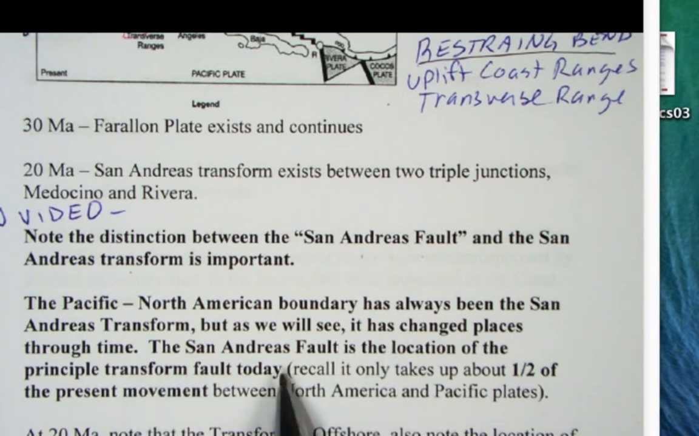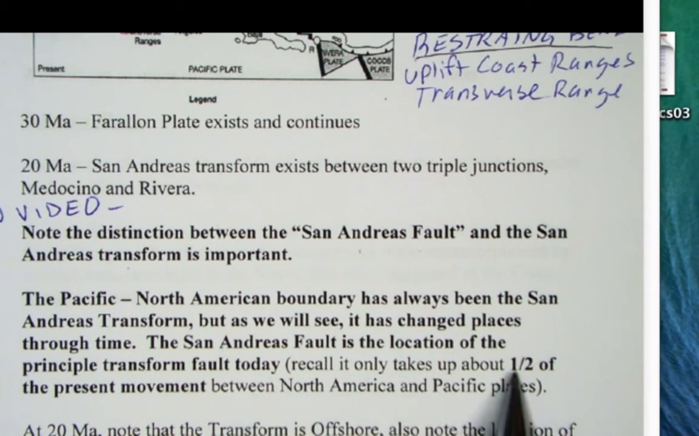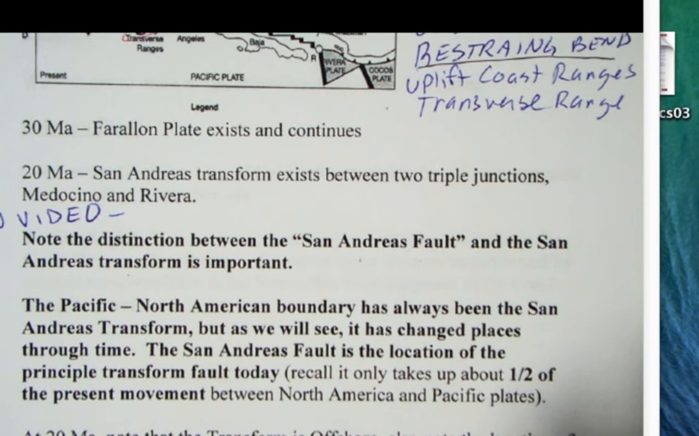The San Andreas fault is the location of the principal transform fault today, right? And there's other faults. There's the Hayward fault, the Calaveras fault. In Southern California, there's the Elsinore fault. So all those take up some motion along. There's also the Eastern Mojave Shear Zone and the Sierra Nevada fault. They take up some of the motion between the North American plate and the Pacific plate. The San Andreas fault proper takes about half of that distance between the two plates. And so that's another important thing to note.